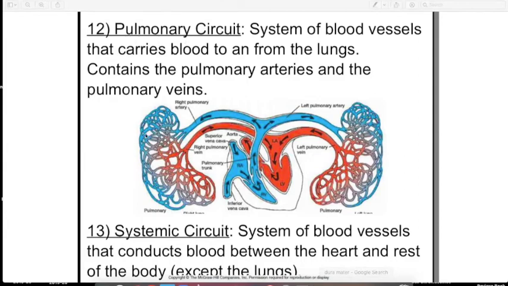So this is the pulmonary circuit because these are the capillaries in your lungs, and there's your other lung, right? So that means this is a pulmonary artery. This is a pulmonary vein. This is a pulmonary artery. This is a pulmonary vein. So this is the pulmonary circuit to and from the lungs. I said the whole circulatory system has two circuits.